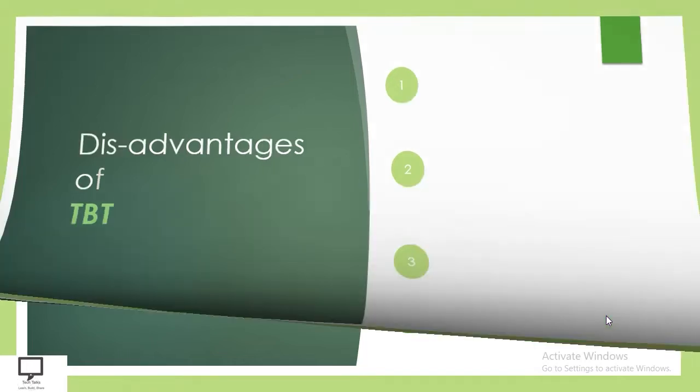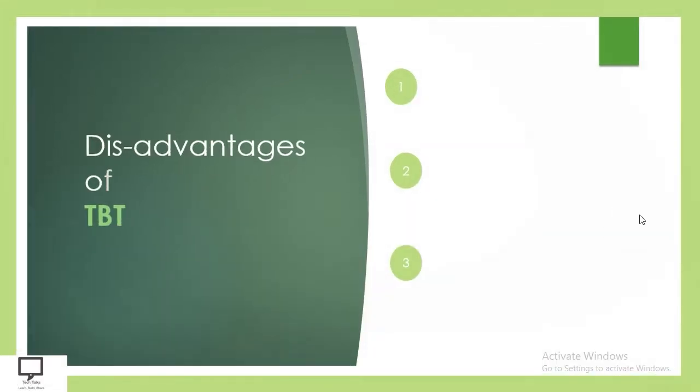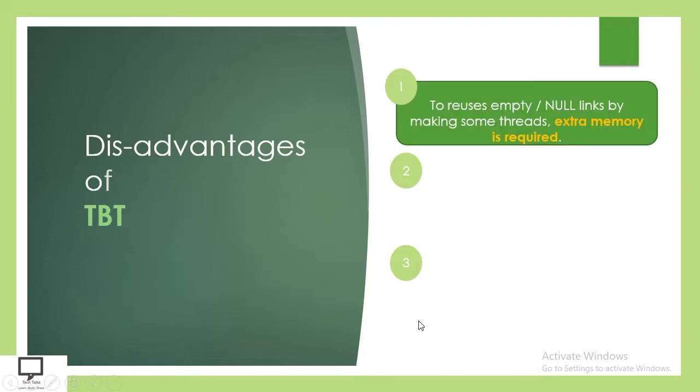Now let's move forward to see the disadvantage of the threaded binary tree. The first disadvantage is, to reuse the empty or null links, we have to maintain some extra memory field to indicate whether what we are replacing the null with are threads, or that the left pointer and right pointer are holding the address of its left child and the right child.